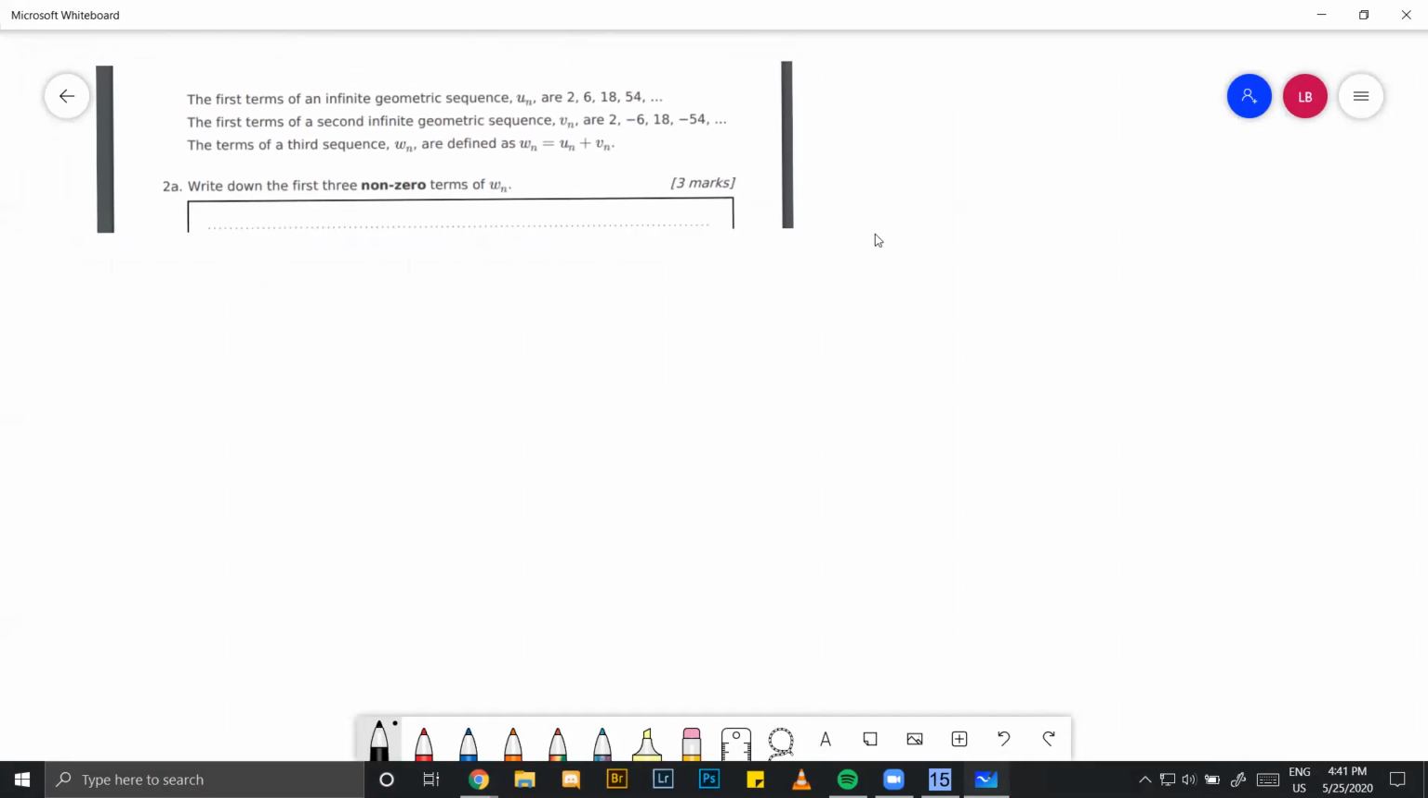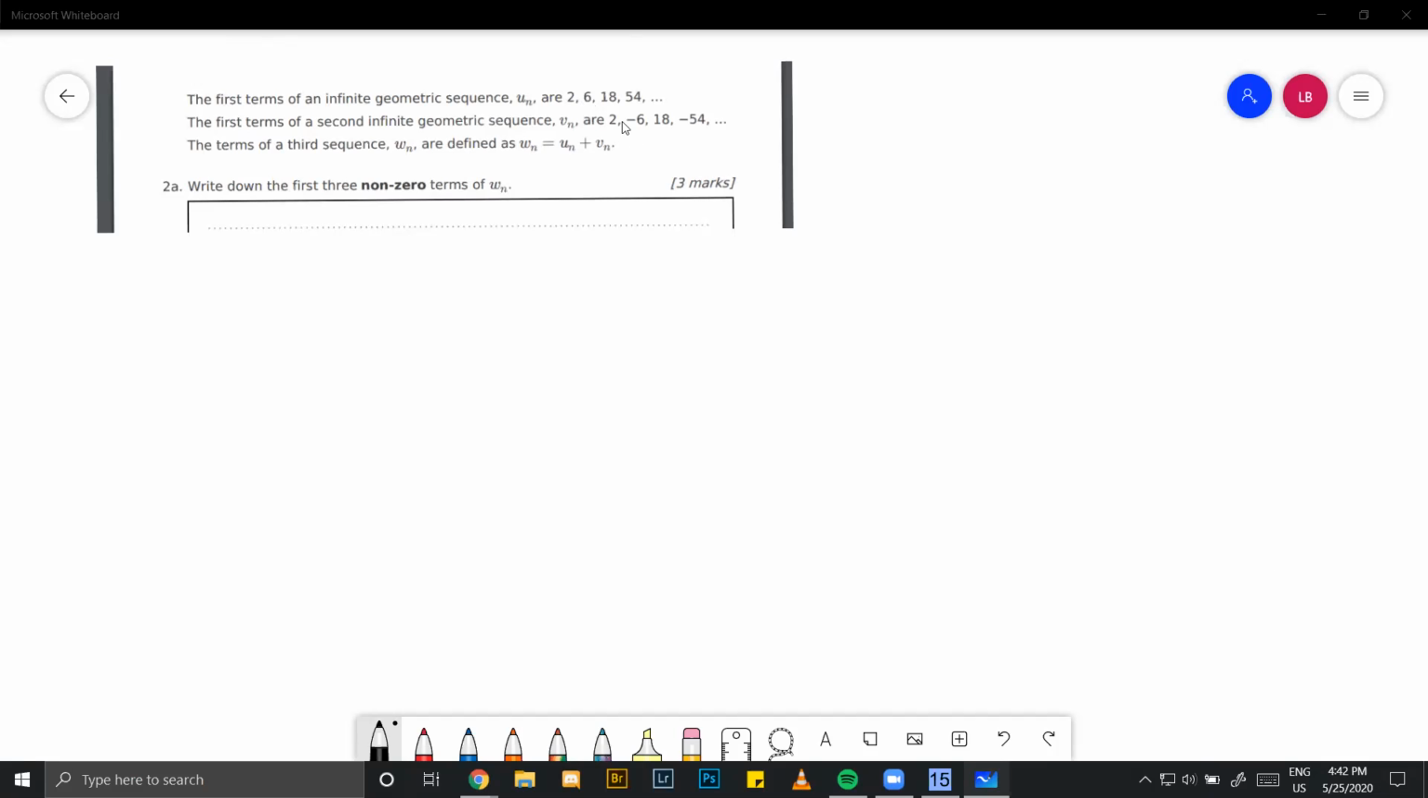The first terms of an infinite geometric sequence are 2, 6, 18, 54. The first terms of a second infinite geometric sequence are 2, -6, 18, -54. The terms of a third sequence, Wn, are defined as Wn is equal to Un plus Vn. Now think about what this is saying. Wn means the nth term of W. So the first term of W is going to be the sum of the first term of U and the first term of V, and so on.